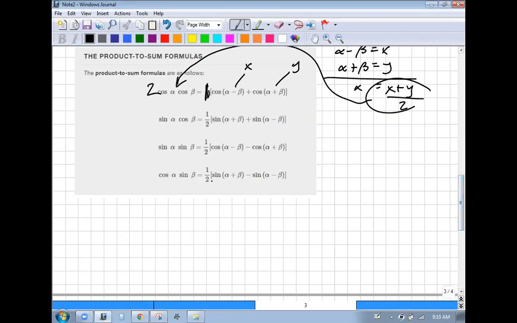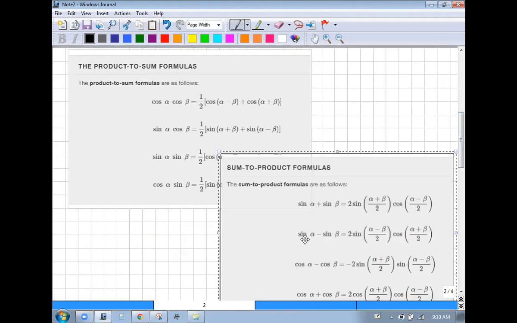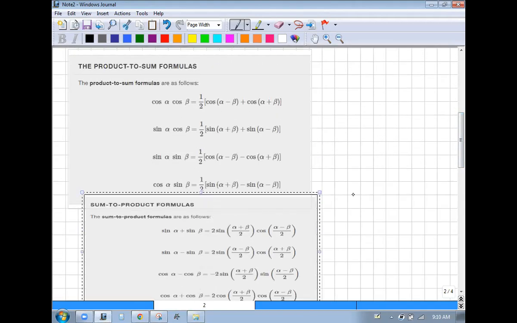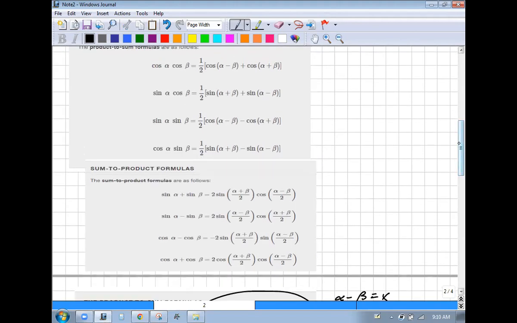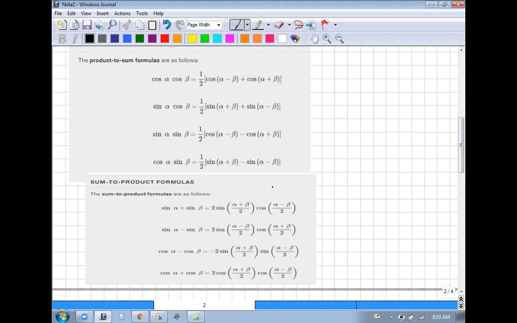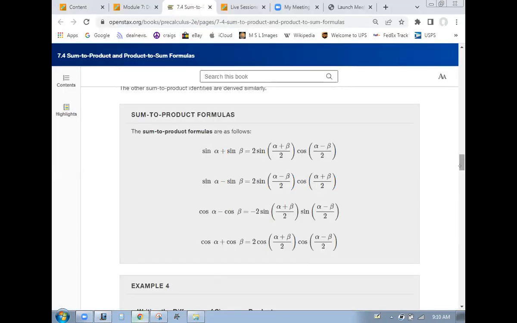Again, this is exactly the same as these. I'll put them all up here so we have them all in one place. I know they're kind of squished, but these are exactly the same formulas. I just moved the 2 over and renamed the angles. So you get a sum or difference to a product. So this section is just basically plugging and chugging, right?